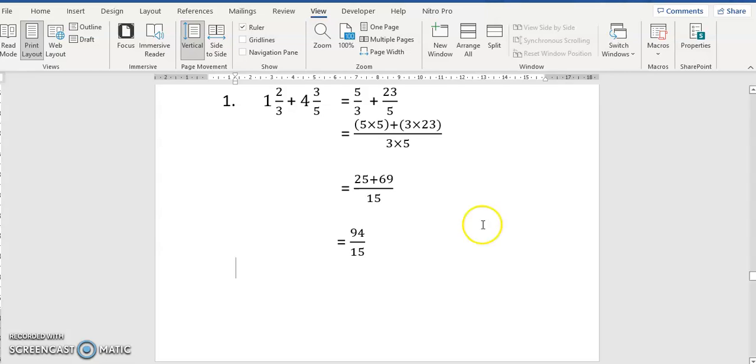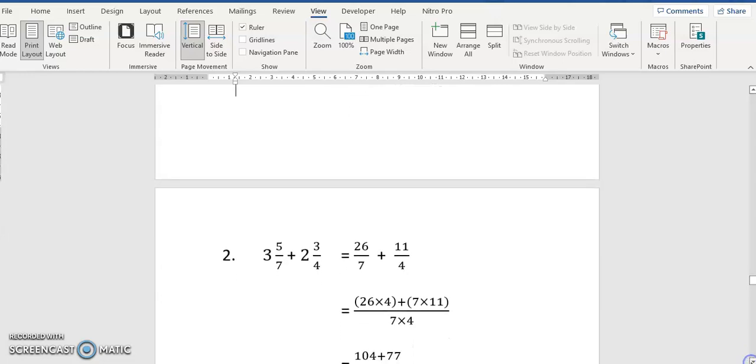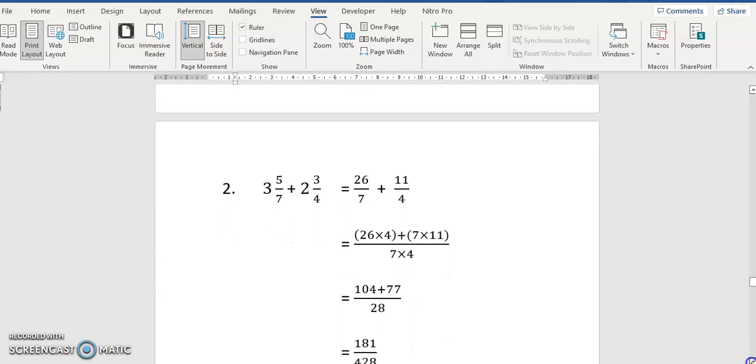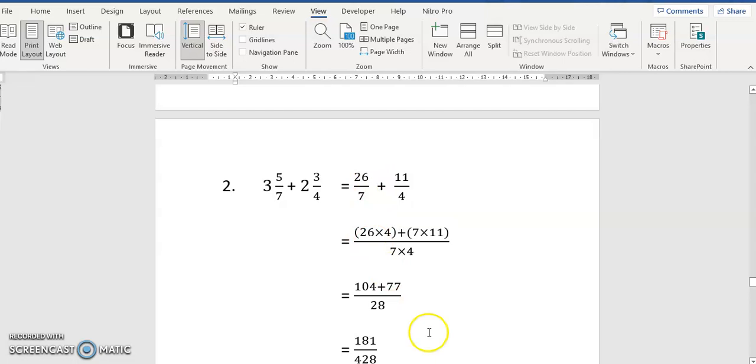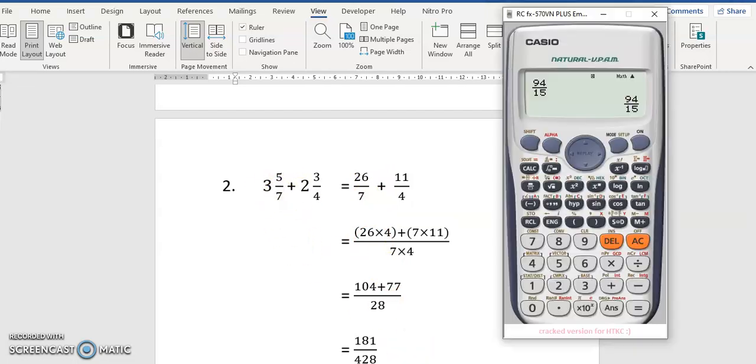Okay. Let's see if we can do another one. We have another one here. How do we get this 26/7? 3 times 7 plus 5. Okay, let's press together this, shift, and that. So I'm going to press my 3 here. I'm going to press my 5. I'm going to press my 7. What does it give me?